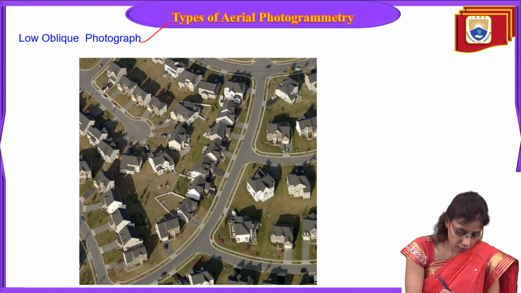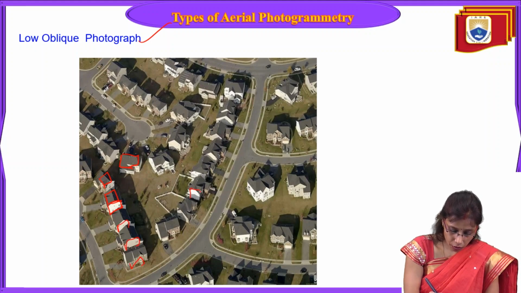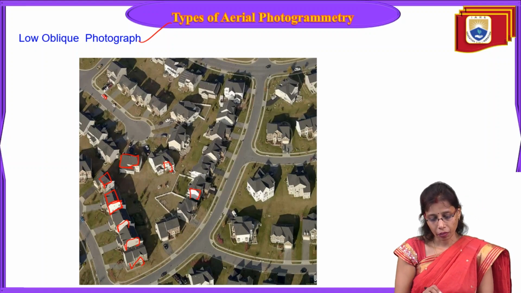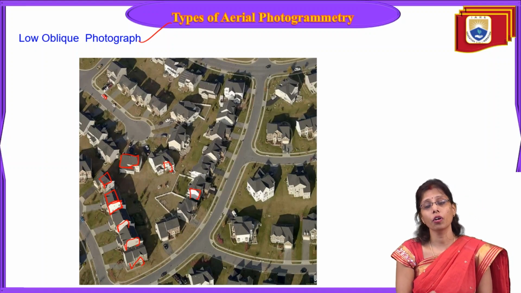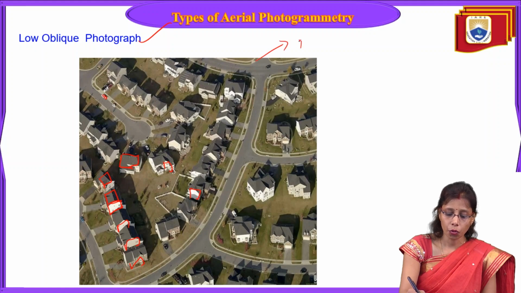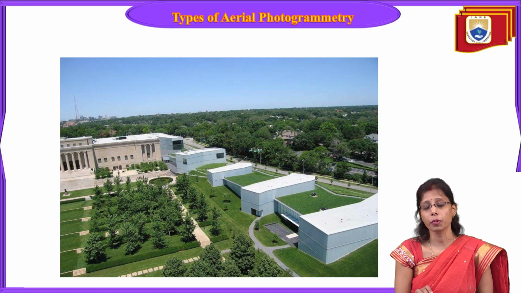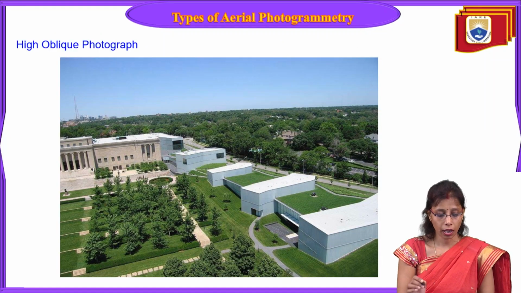So if you see here, there is a top of the building here, top of the building here, and even along with this we can see the side of the building, right? Side of the building, side of the building, right? So whatever objects are here, the side is visible, right? So top and side of this vehicle. So this is called a low oblique photograph, but there is no horizon line. Right. Next we have a clear picture of a high oblique photograph.